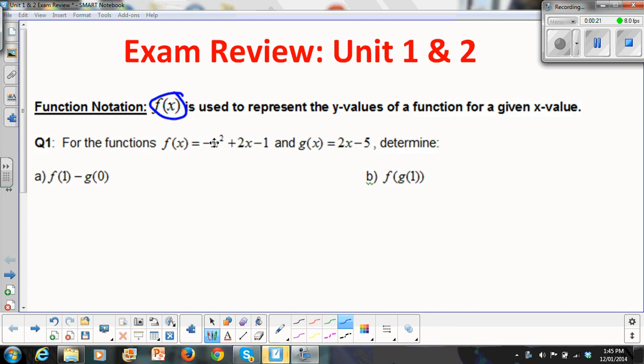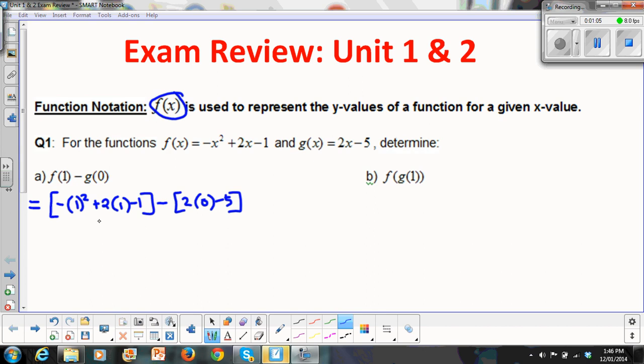If we're given an equation like this one here, f of x equals negative x squared plus 2x minus 1, we're talking about a quadratic function, and g of x equals 2x minus 5 is a linear function. If we are asked to find f of 1 minus g of 0, we need to sub in 1 for the x values in the f function. I'm going to open up a set of brackets like this and show you how I'm subbing in 1. So we have negative of 1 squared plus 2 times 1 minus 1 as our f function, and we are subtracting when we plug in 0 into the g function.